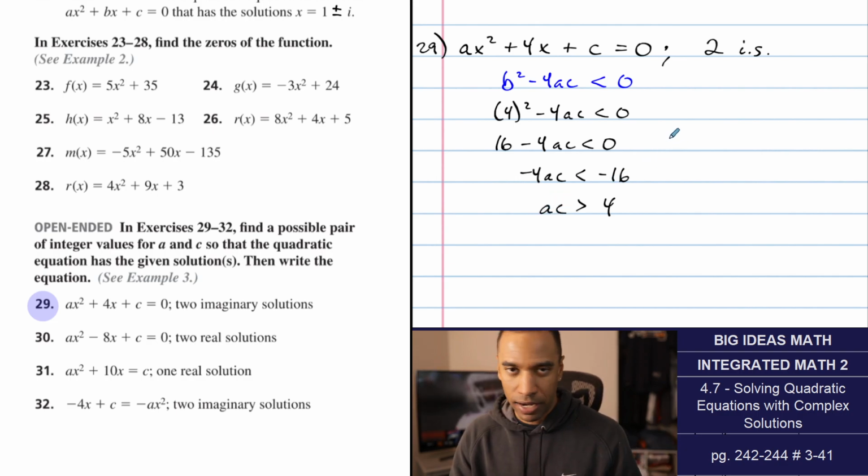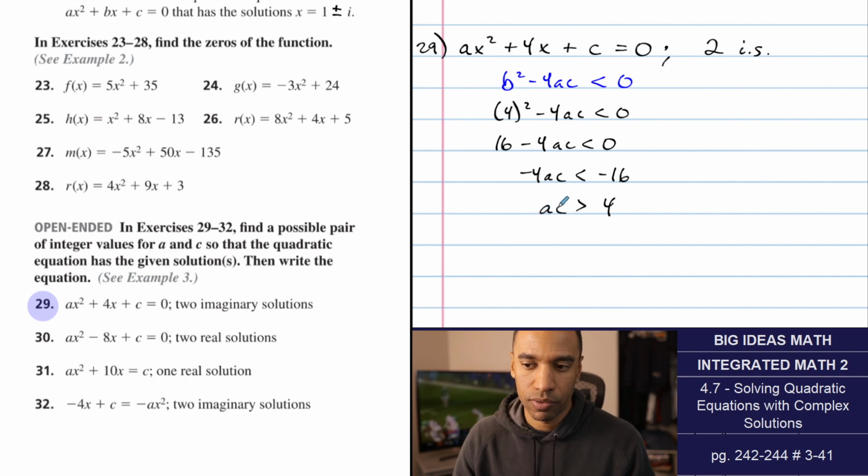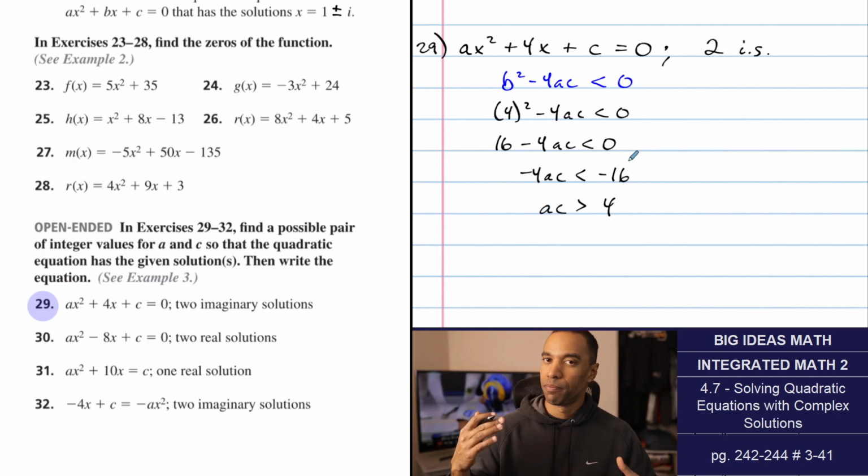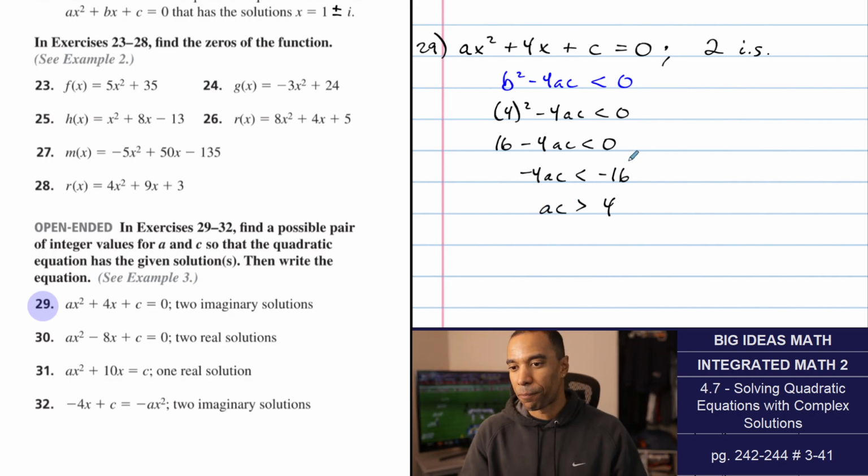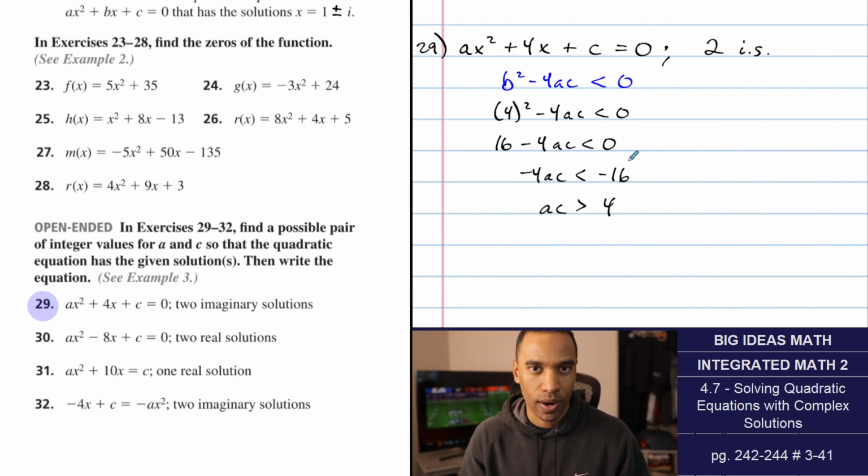This is very open-ended, guys. You can choose any 2 numbers with a and c. They can either both be positive or both be negative, but they have to be non-zero. As long as when you multiply them, it's greater than 4.